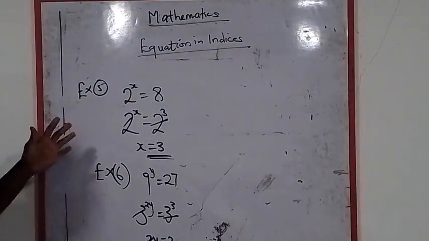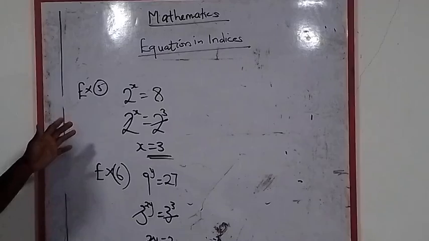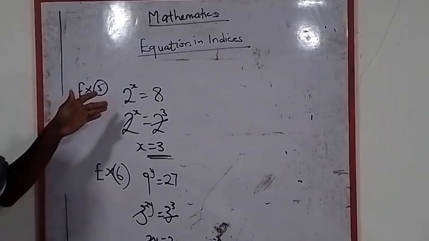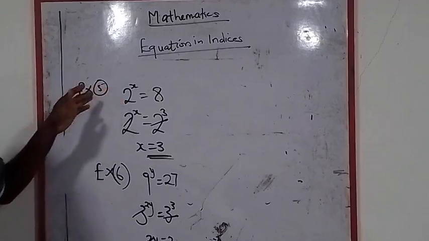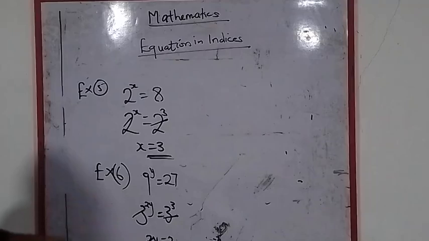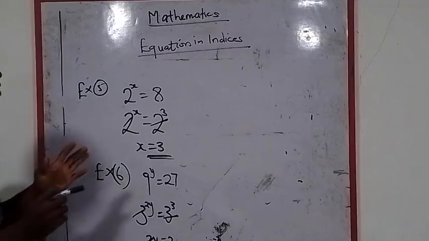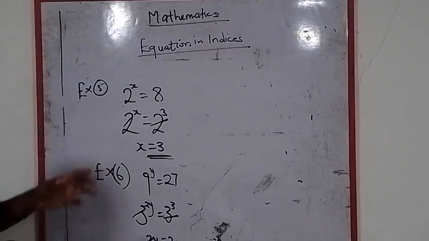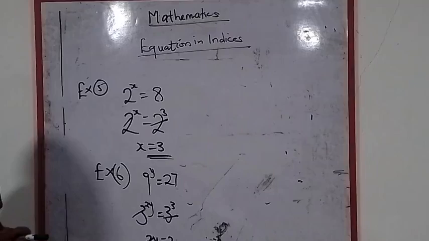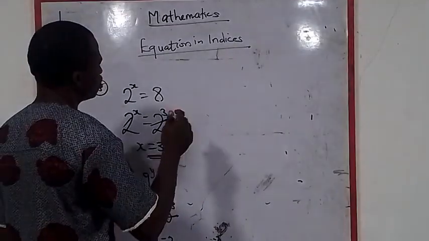So this is just a simple concept for solving an equation of indices where the unknown is the power. We have more complex questions than this, but this one is just an eye-opener, to get a clear picture of how it goes. All you need to do is to raise it to the same base number. Let me just throw one question here.